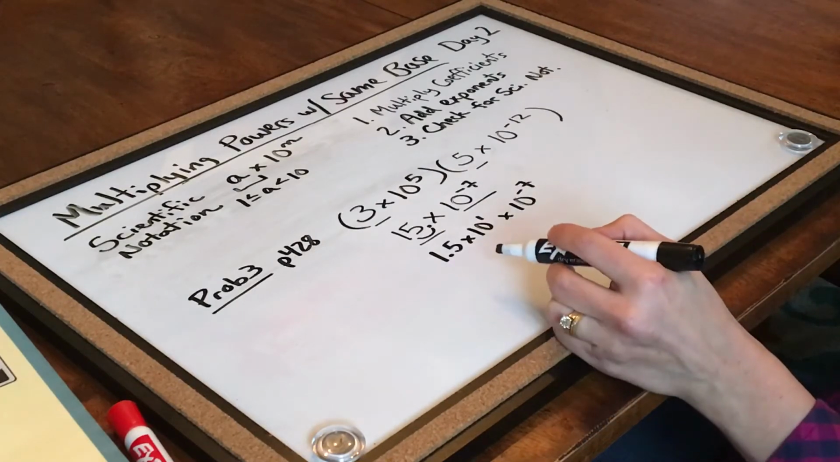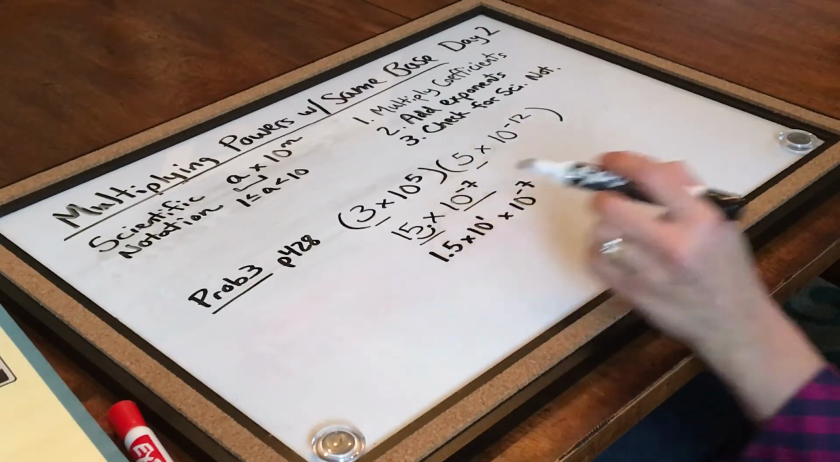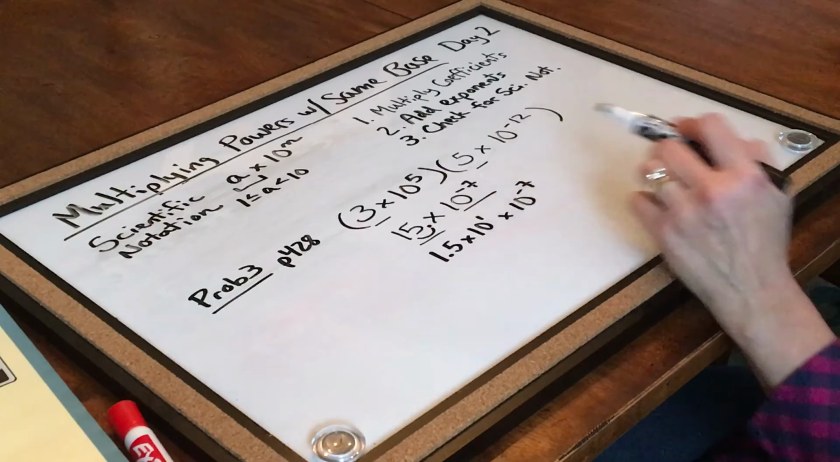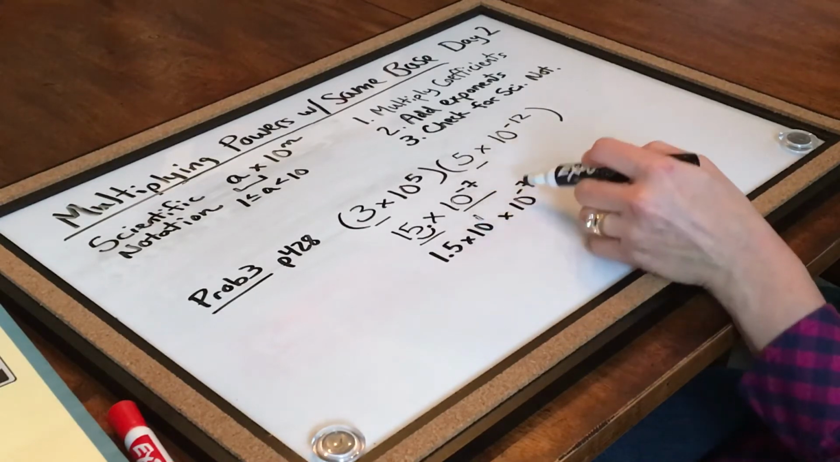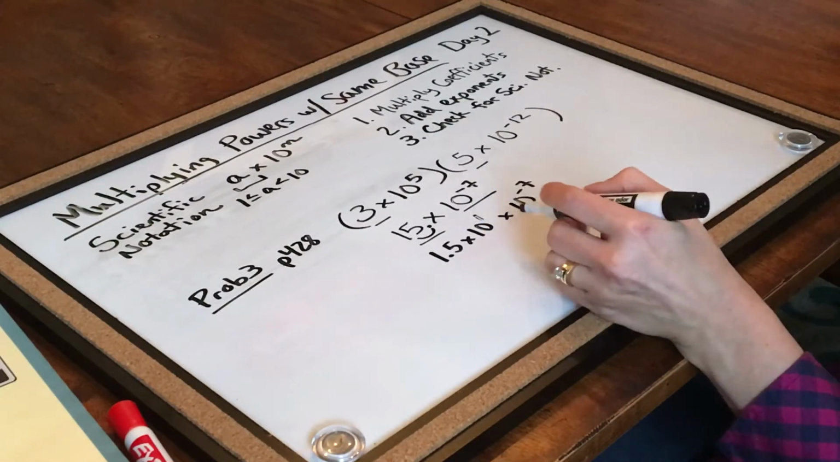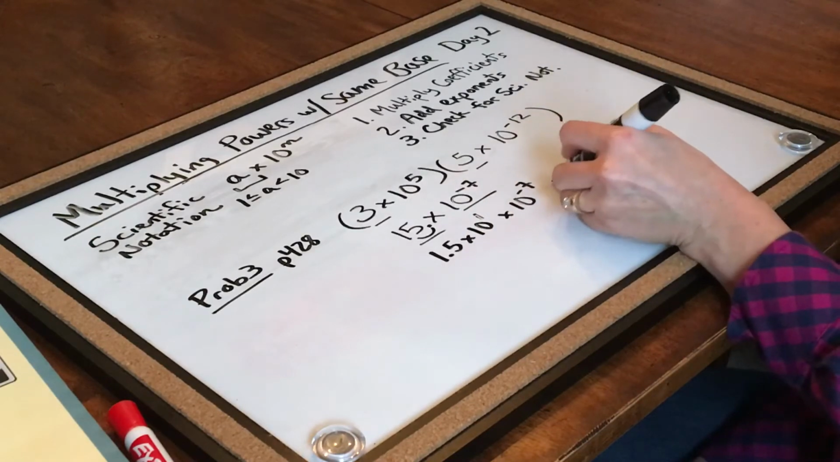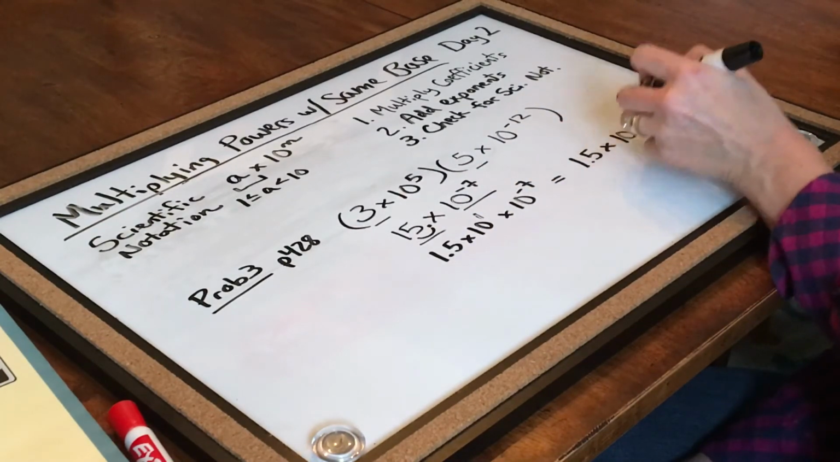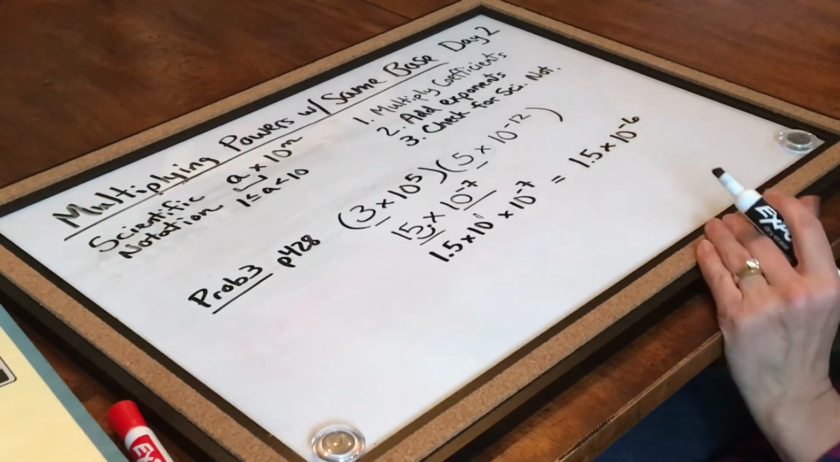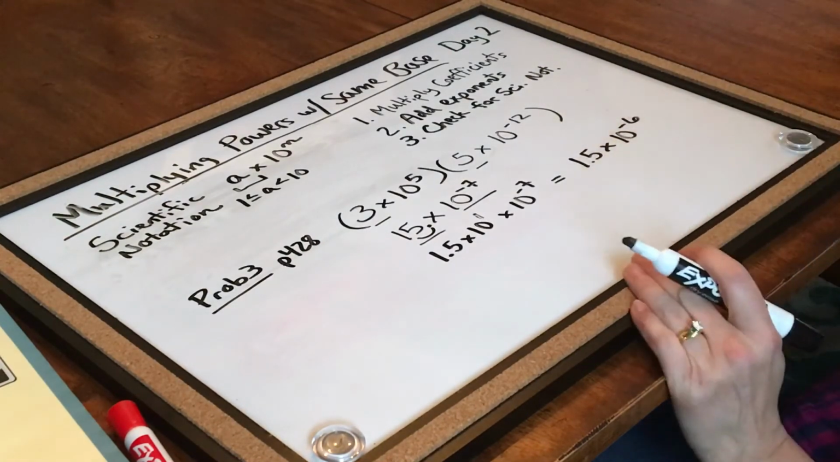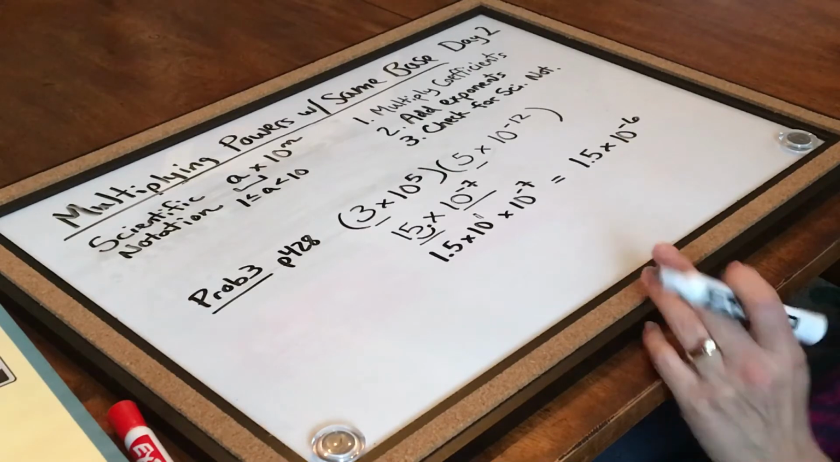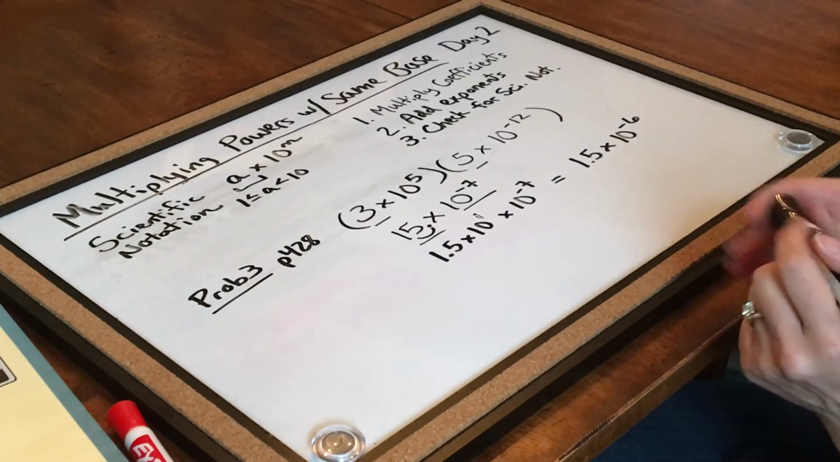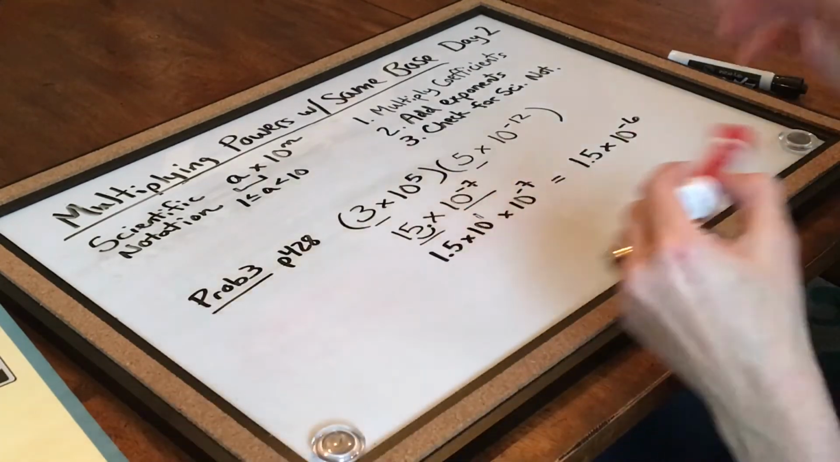Let's give it a check. I can add the exponents: 1 plus negative 7 gives me negative 6. So my final answer is 1.5 times 10 to the negative 6. There's a lot to do here, but I know you guys can do it. Next up, we're going to try the got it check.